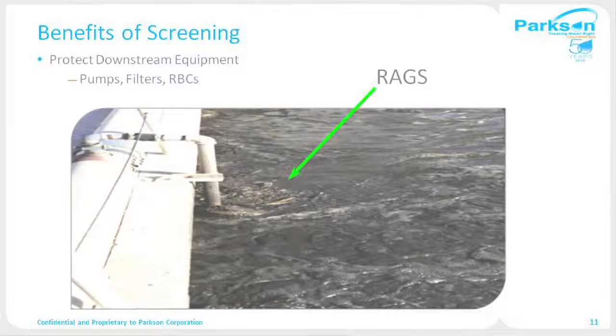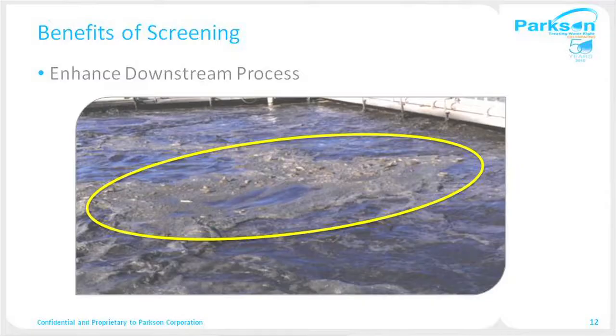The third, and one of the most important benefits, is enhancing downstream processes. Here is again an aeration basin full of rags and solids on top and inside. You can imagine you're trying to pump air and keep a dissolved oxygen level in this aeration basin, and you can imagine how good your air transfer efficiency is at this level. So if you had an adequate screen, you wouldn't see this scenario.